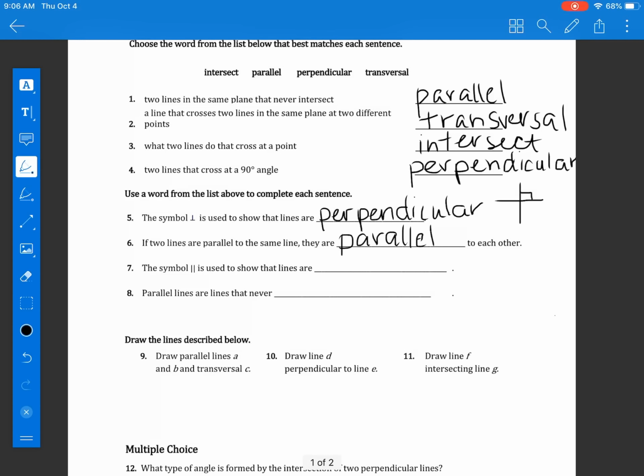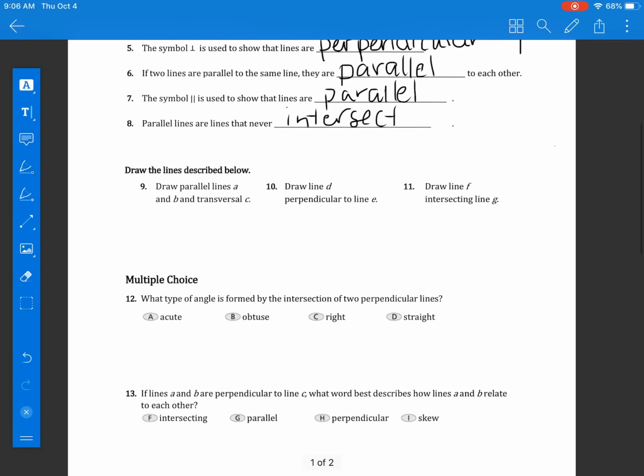Okay, for number 7, it says the symbol, and it looks like railroad tracks. It stands for parallel. The symbol that looks like railroad tracks is used to show that lines are parallel. Number 8 says parallel lines are lines that never intersect. So they never cross. That's the fancy thing about parallel lines. Okay, so far it's just been vocab.